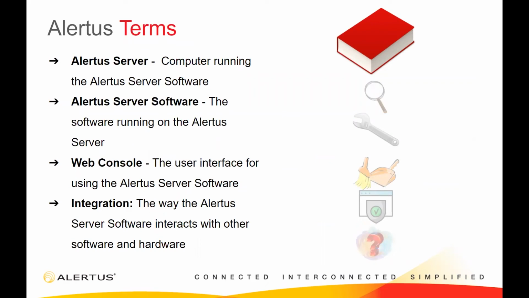I'm only looking at a few terms here today because this is a bit of a broad overview. The Alertus server is going to be the machine physically running the Alertus server software. The Alertus server software then is the software running on the server. It's interacted with through two channels. The web console, which is the interface we use, technically it's going through Apache, and then the integration, which is the way that the Alertus server software interacts with other software and hardware. Usually that's going through Tomcat instead.